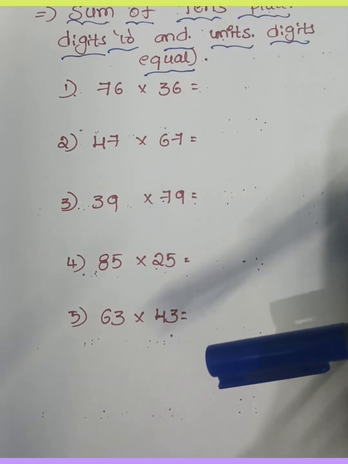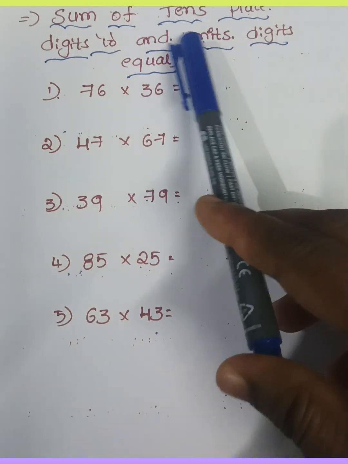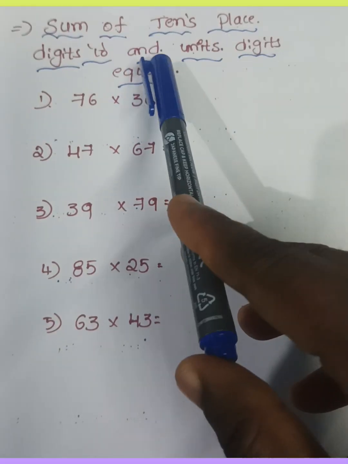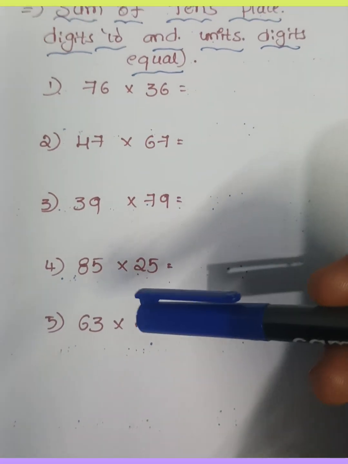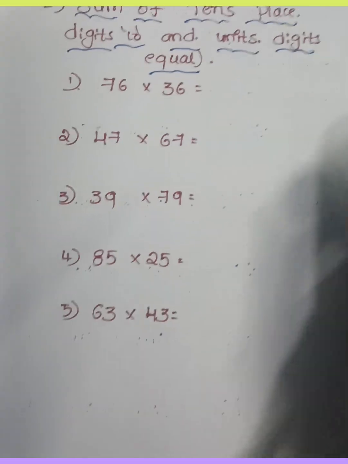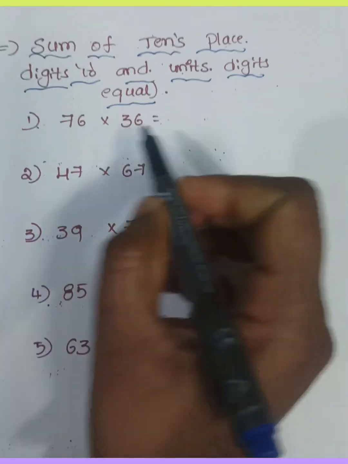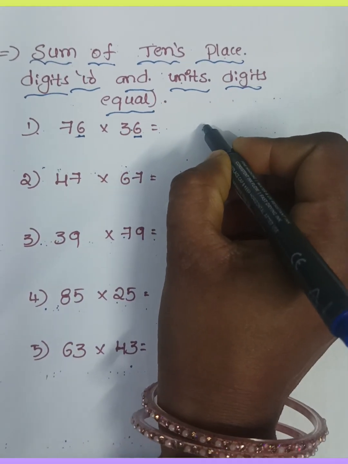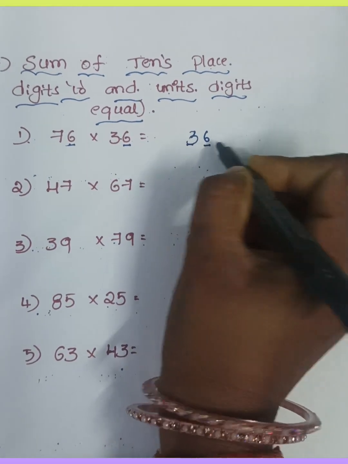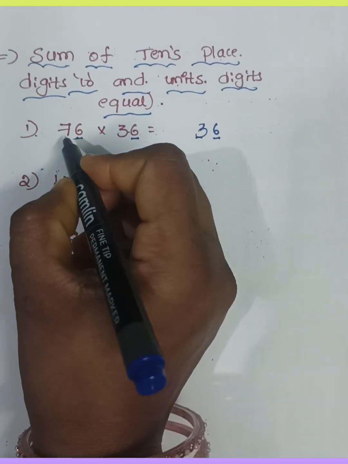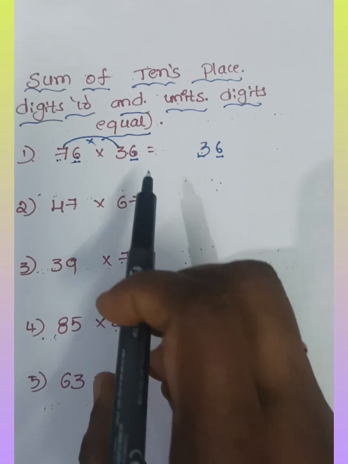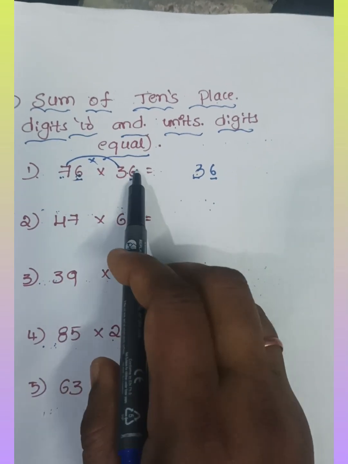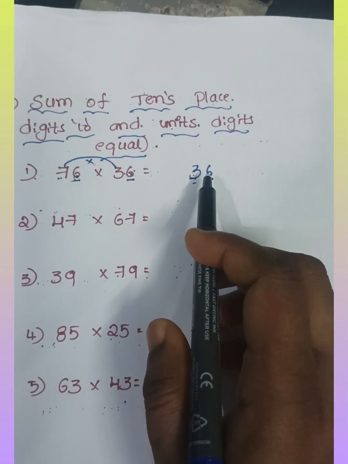Simple logic, you can observe here. But before, I told you the sum of the units place should be 10 and the tens digits should be equal. You can observe carefully. Simple logic. So here the technique is, first multiply the last two digits. 6 sixes are 36. You can write 36 as the last two digit number. What are the last two digits here? 6 and 6. 6 sixes are 36. Write the answer of the last two digits.